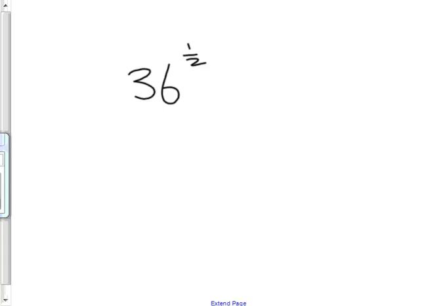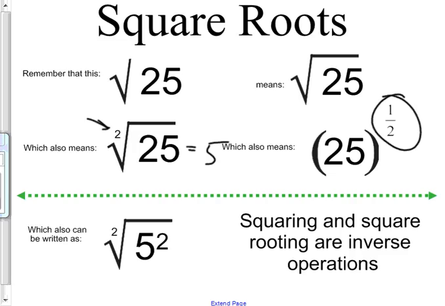Another common misconception is that the answer is 6 and negative 6. It's not. When you're doing square roots like this, there's only one answer, and it's the positive square root of it. This symbol right here means the principal square root of. Principal means positive. This is only positives. You're not going to get a negative answer out of a square root.